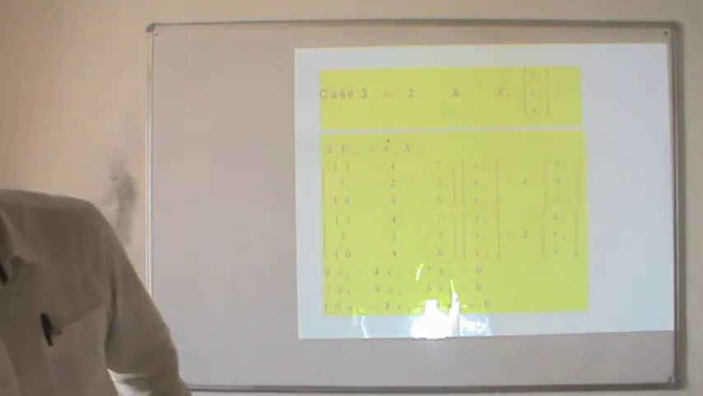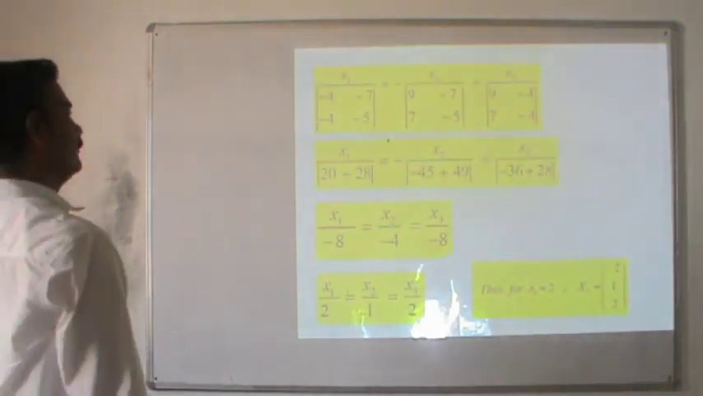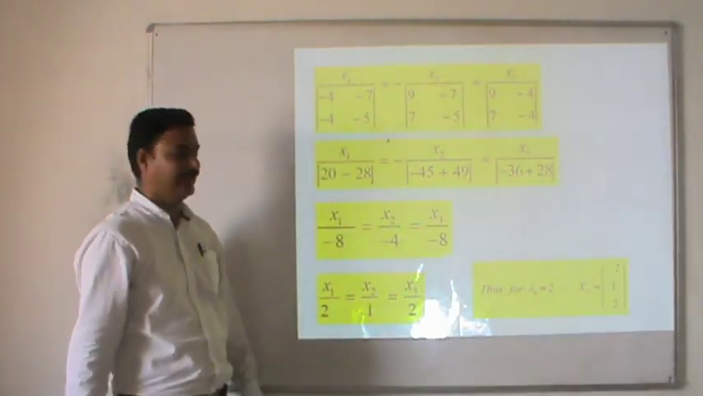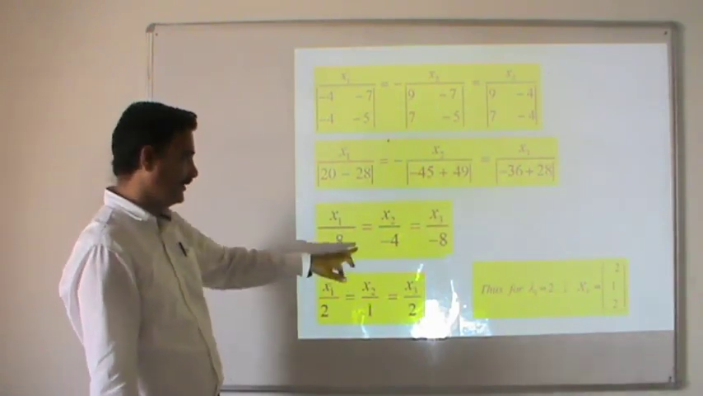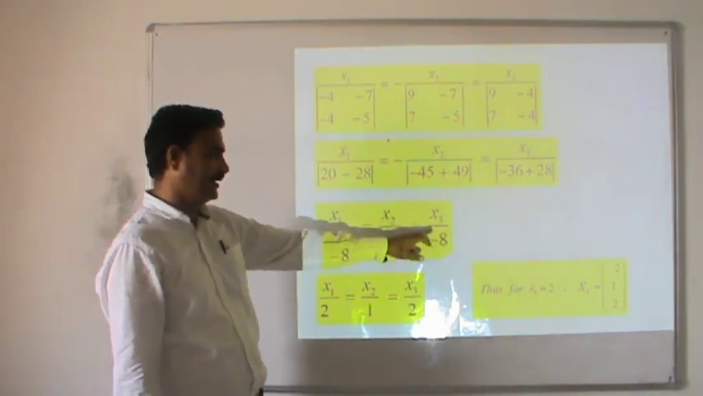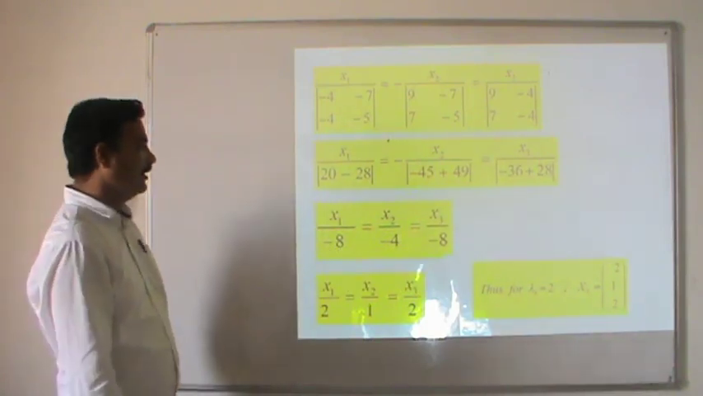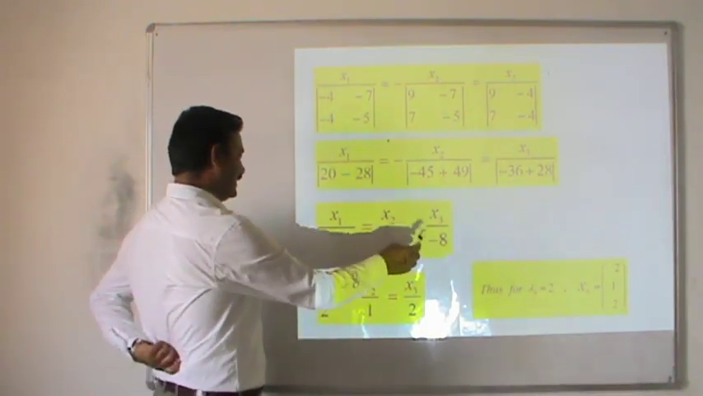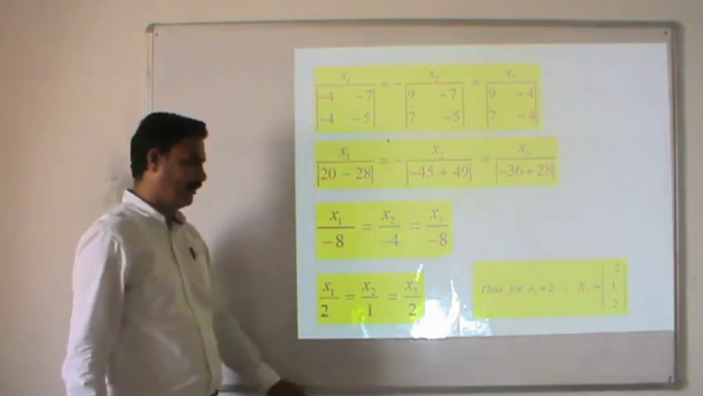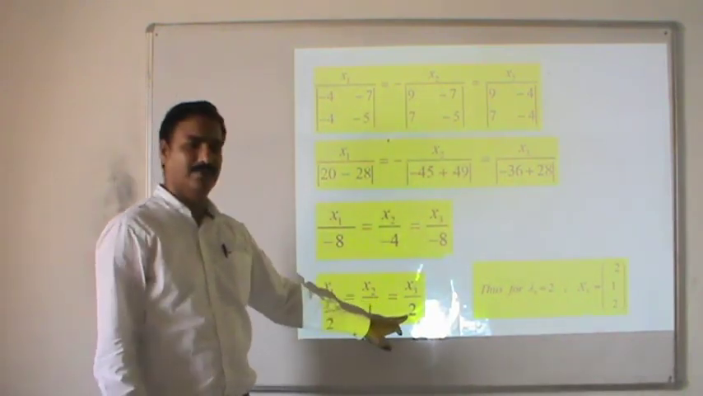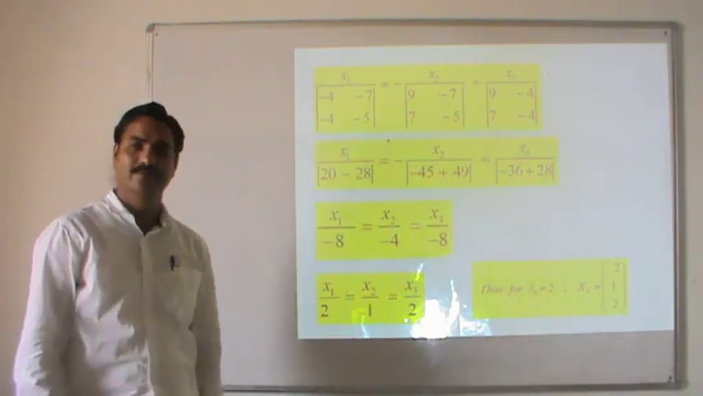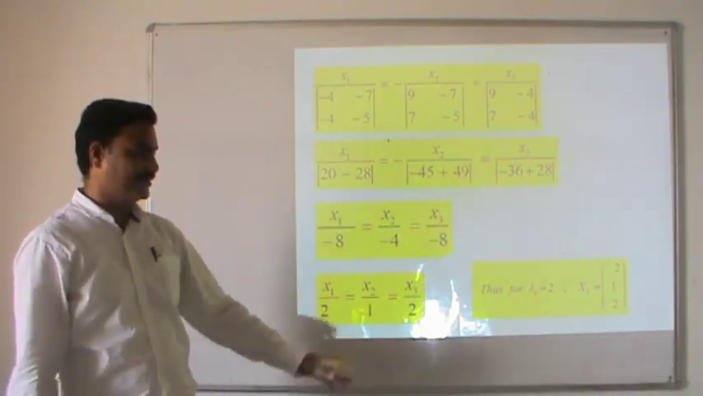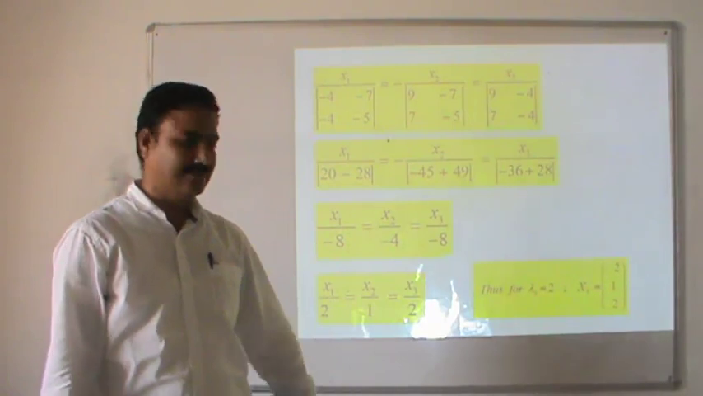Among the three equations we choose any two in order to find the values of x1, x2 and x3. So finally we get x1 divided by minus 8, x2 divided by minus 4, x3 divided by minus 8. If we multiply by the negative sign it becomes positive, and 2, 1, 2 will be the desired eigenvector corresponding to third eigenvalue lambda 3 equal to 2, which is 2, 1, 2. So this is our desired third eigenvector.